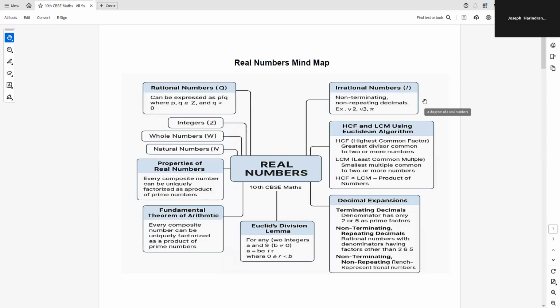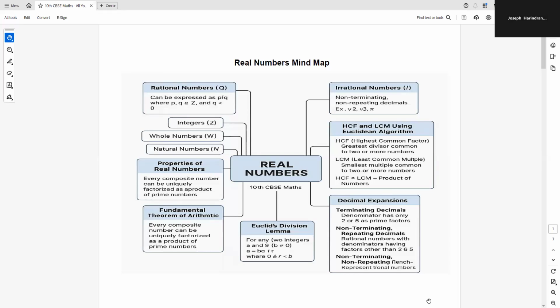In this video session, we are going to see the overall concept overview of real numbers for the 10th standard CBSE Mathematics. First of all, let us see the mind map of the real numbers. It gives you the overall picture of all you need to know about the real numbers.